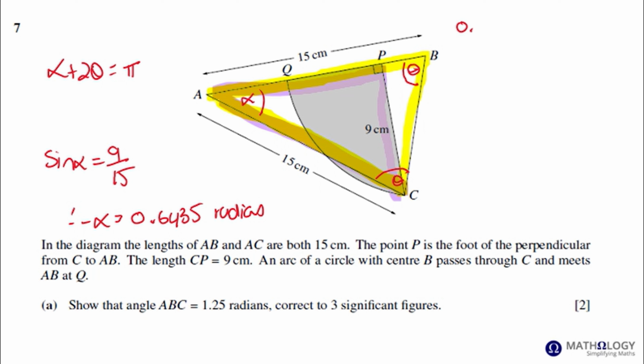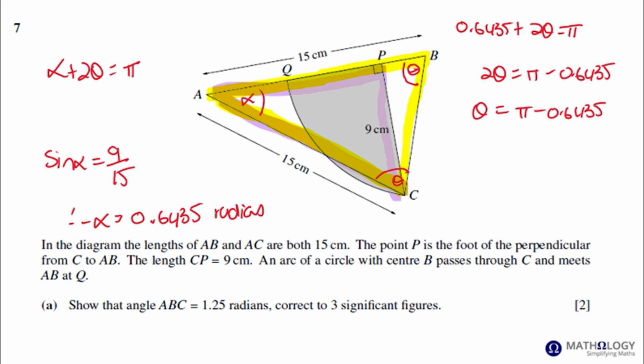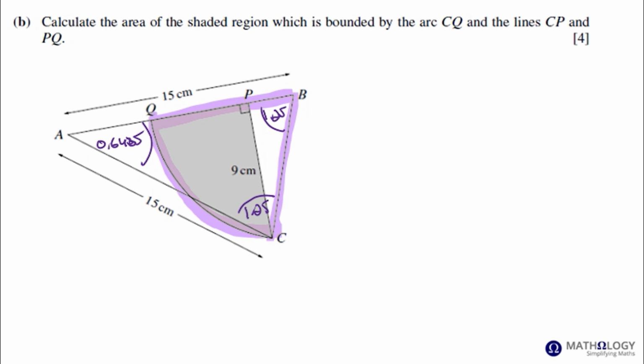So 0.6435 plus 2 theta equals pi. 2 theta is pi minus 0.6435. Theta is therefore pi minus 0.6435 divided by 2, which is 1.2490 radians, which approximates to 1.25 radians. Now the sector BQC comprises the shaded region and the right angled triangle BPC.